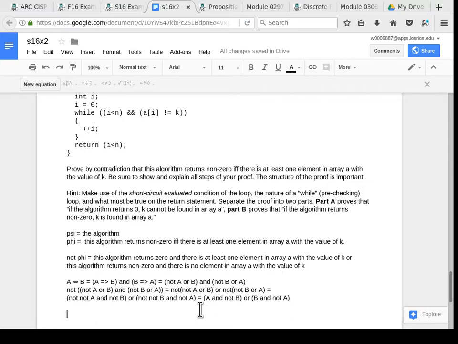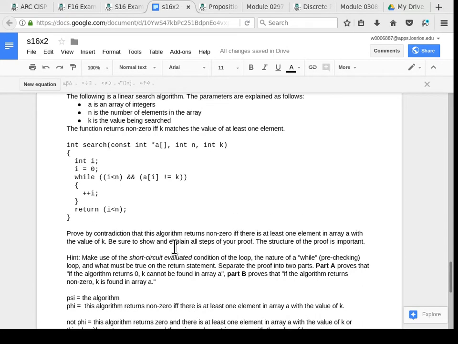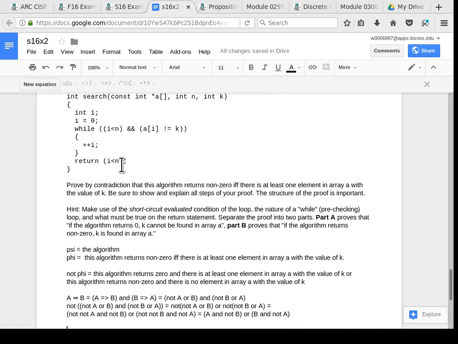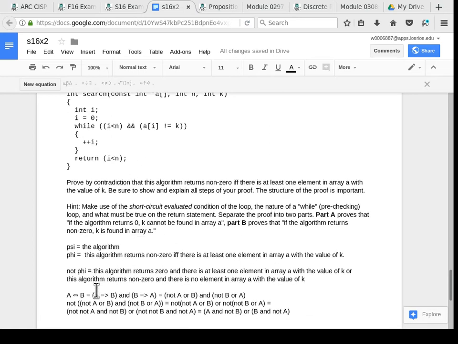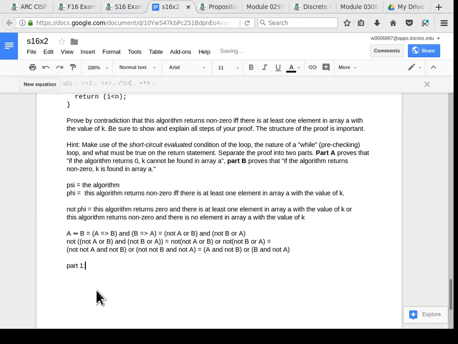So in this case, we have to refer back to the algorithm, and we have to say, let's do this part first. So we say part one, and we'll just randomly select that part one is this part. So we have to show that the algorithm returning a zero and there's at least one element in array A with the value of K is not possible. Why is that not possible?